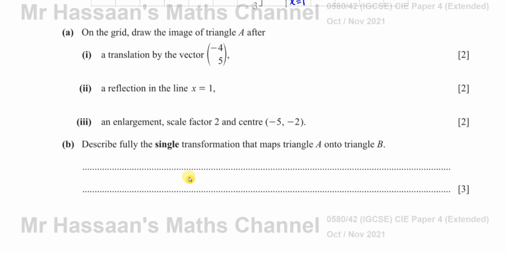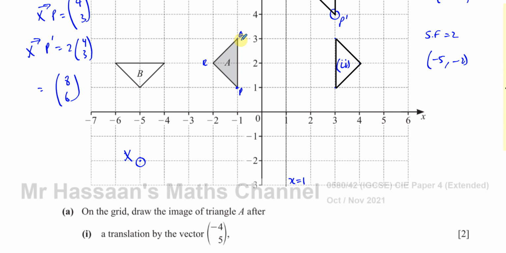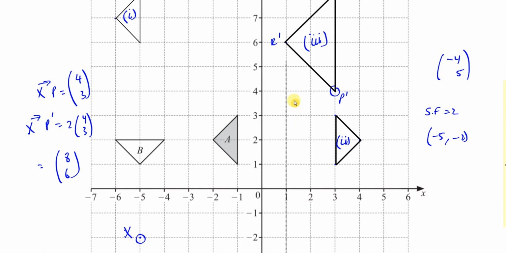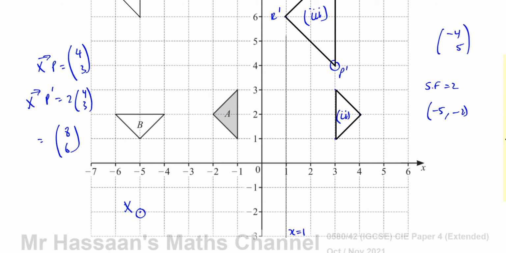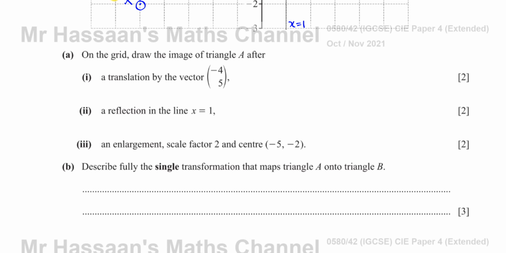Now part B says describe fully the single transformation that maps A onto B. So let me just get rid of these for now. I can see that for sure it's a rotation. Because if I take this triangle here and rotate it, I can see I'm going to have that same shape of B. So it's going to be a rotation of 90 degrees, for sure. So that's one thing I know, it's a rotation.